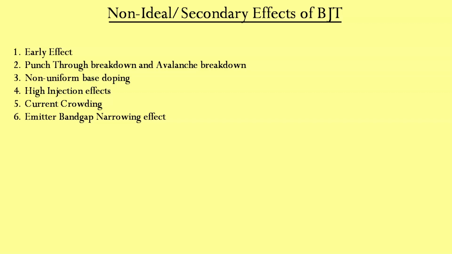What we are studying right now are referred to as non-ideal effects or secondary effects of BJT. Early effect along with punch-through breakdown were covered in the last lecture. Punch-through breakdown is actually an extreme case of early effect. In this lecture, we will cover avalanche breakdown and non-uniform base doping. The rest of the topics will be covered in the next lecture.